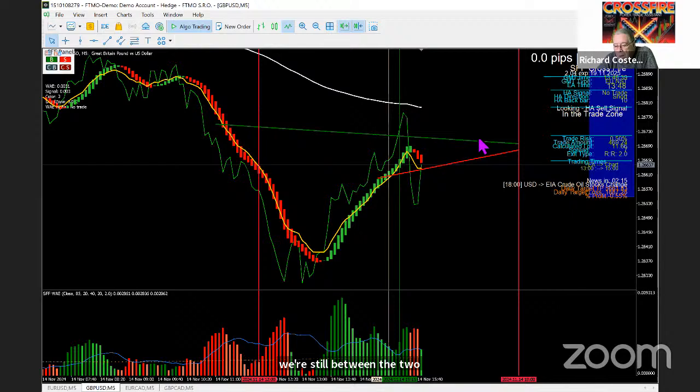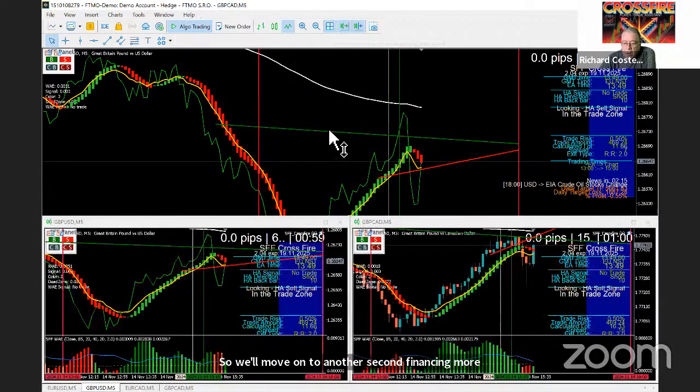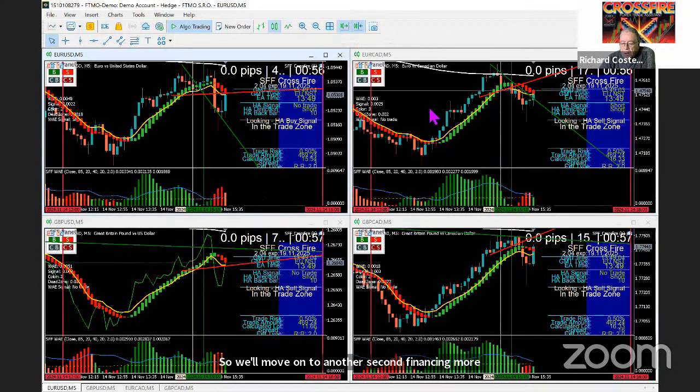It's actually saying looking for a sell signal, but it won't take it because we're still in between. So there's nothing going on there. The Wada Atta is saying keep out. So we'll move on to another pair, see if I can find anything more interesting. So Euro CAD.